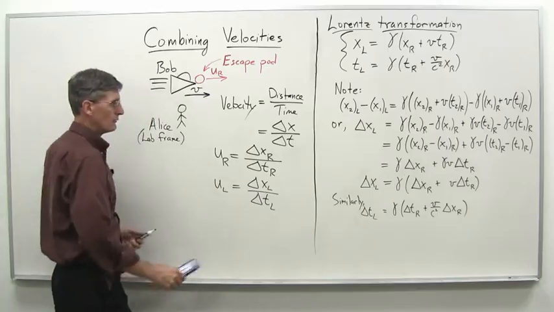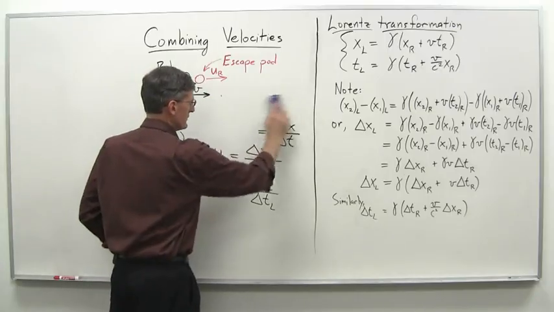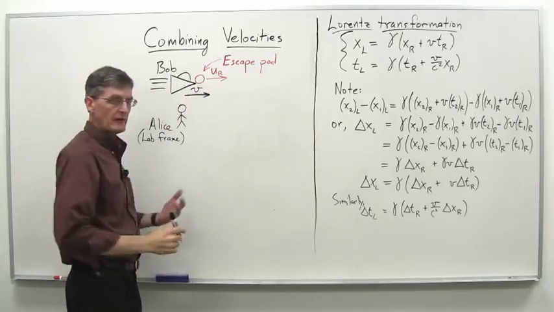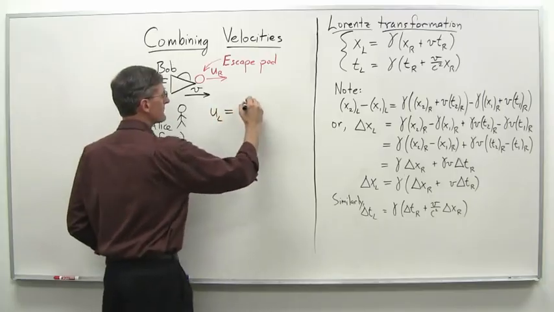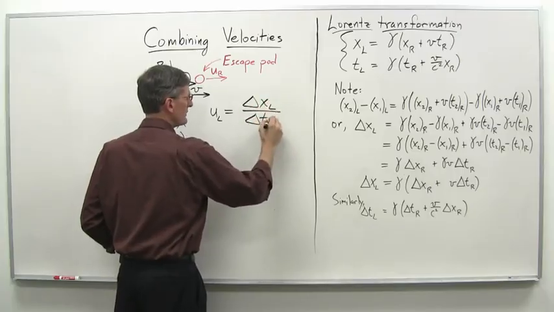Okay? So we'll leave that up just a second here. Now let's just have this. I think we don't need too much room, fortunately, for this. So let's rewrite this. We'll say, okay, Alice says u sub L is delta x sub L over delta t sub L.